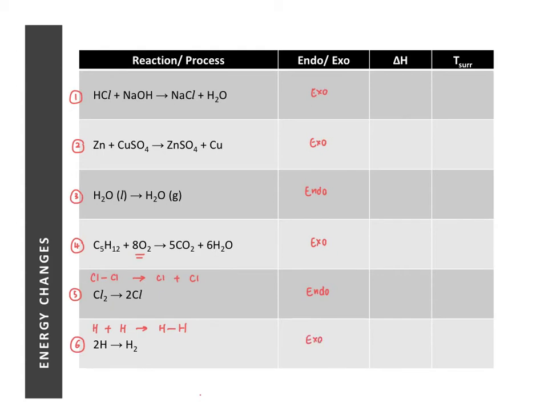Now that we have identified whether the reactions are endo or exo, let's fill in the corresponding enthalpy changes and changes in temperature of the surroundings. For exothermic reactions, delta H is negative. For endothermic reactions, delta H is positive. For exothermic reactions, the temperature of the surroundings will increase. And for endothermic reactions, the temperature of the surroundings will decrease.